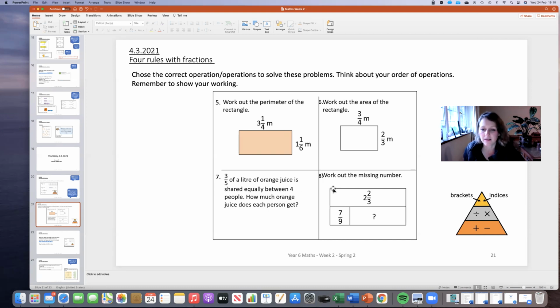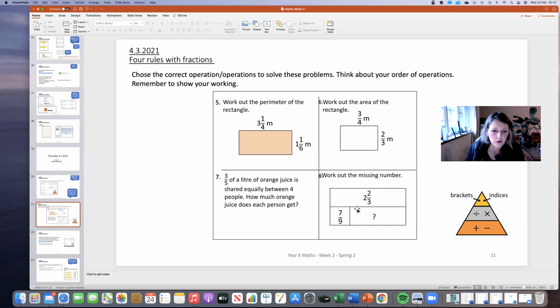And here you need to work out the missing number in the bar model. So I know my whole is 2 2/3, nice mixed number there. So what am I going to add to 7/9 to get that? Think about what I need to do. What is the calculation I need to do to work that out? You're going to have to find the inverse, aren't you? Something plus 7/9 equals 2 2/3. So write that out. Something, you do your question mark, plus 7/9 equals 2 2/3. And then use your understanding of inverse to work out the calculation.